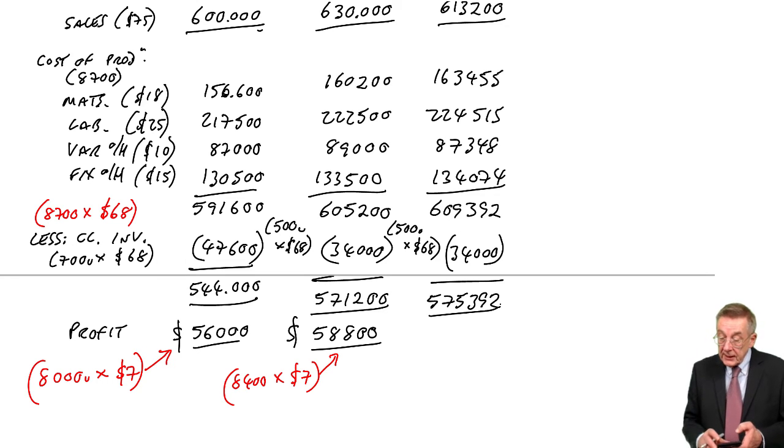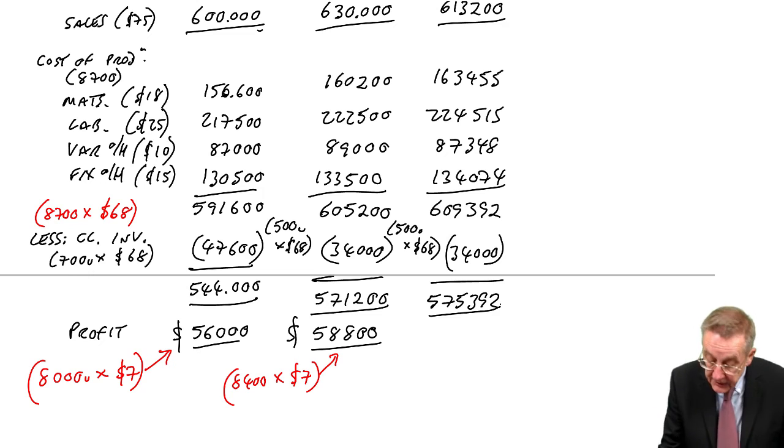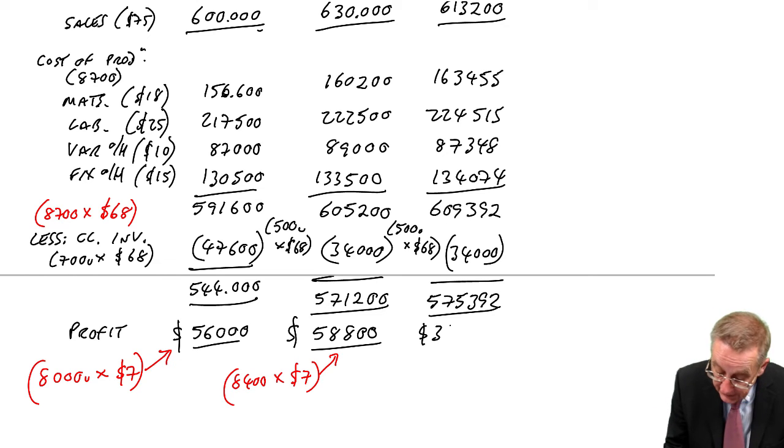minus the cost of sales 575,392 is 37,808.